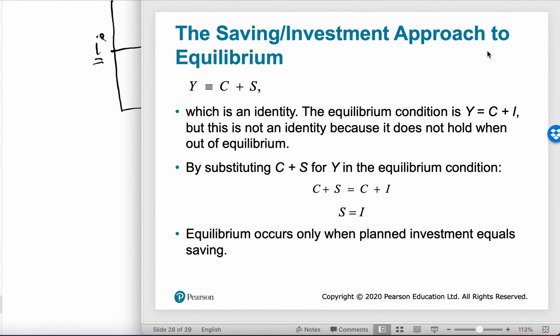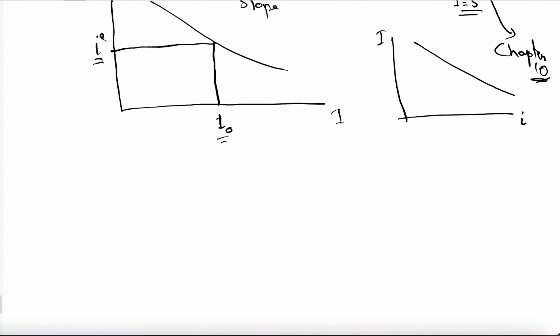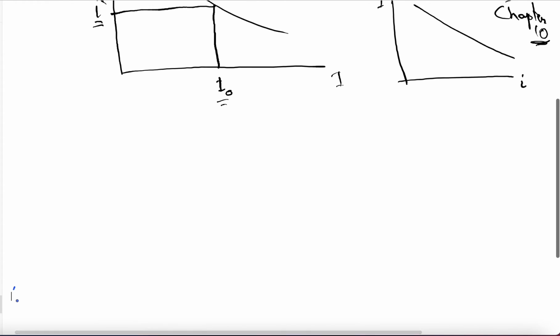Now what if we have saving and investment? If we want to say equilibrium, graphical equilibrium, so I push this a little bit up.